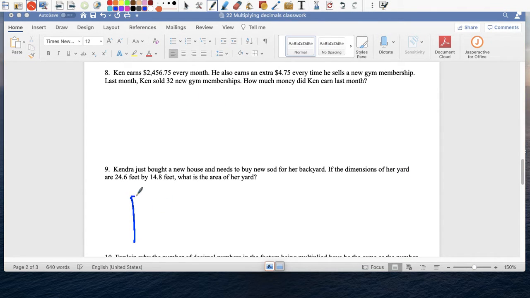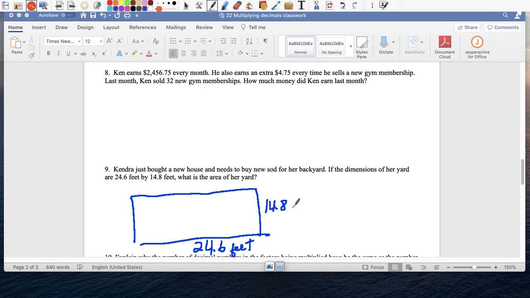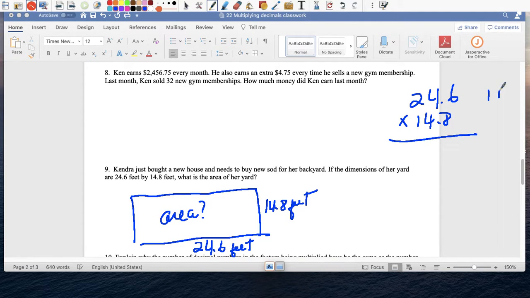Okay, so again, another area problem. Her yard is a rectangular shape. It measures 24.6 feet this way, and it measures 14.8 feet. So she wants to find out what's the area. So again, we just multiply. This one has one decimal, this one has one decimal, so our answer is going to have two decimal places.